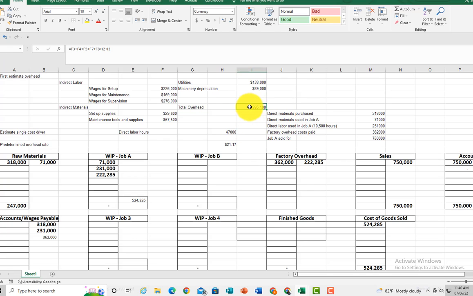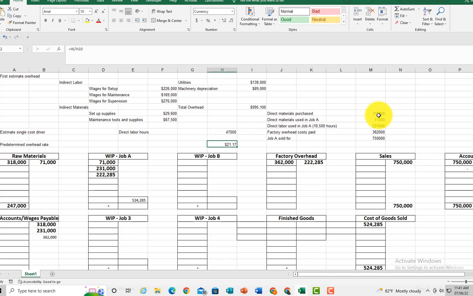$995,100. That is what we're really focused on, because we're just going to do one rate. While the breakdown was helpful to make sure we didn't miss something, it's not necessary for this stage of the problem. We pick one cost driver, and we decided that direct labor hours might be the best one. So our predetermined overhead rate is $995,100 divided by 47,021.17 per direct labor hour.